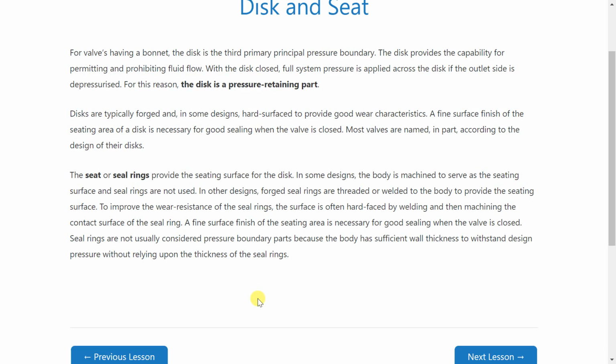To improve the wear resistance of the seal rings, the surface is often hard-faced by welding and then machining the contact surface of the seal ring. A fine surface finish of the seating area is necessary for good sealing when the valve is closed. Seal rings are not usually considered pressure boundary parts because the body has sufficient wall thickness to withstand the design pressure without relying upon the thickness of the seal rings.